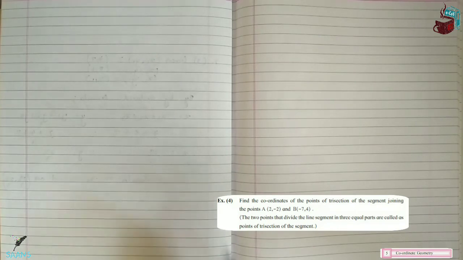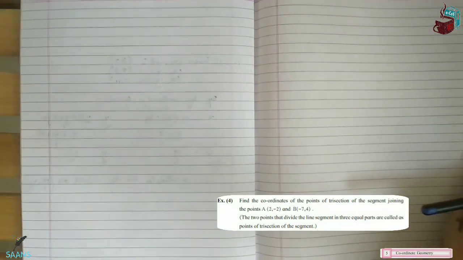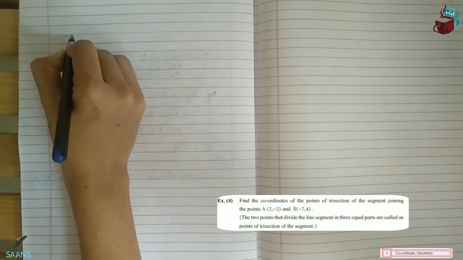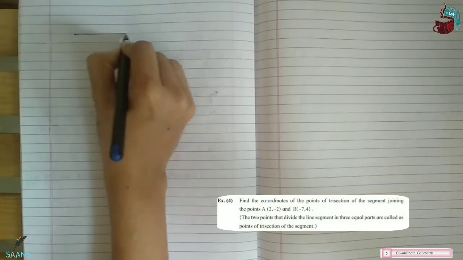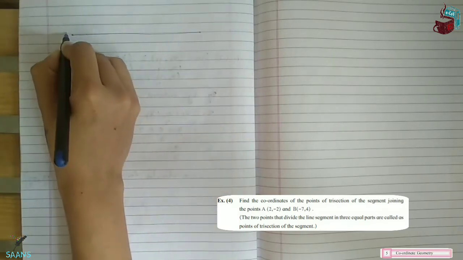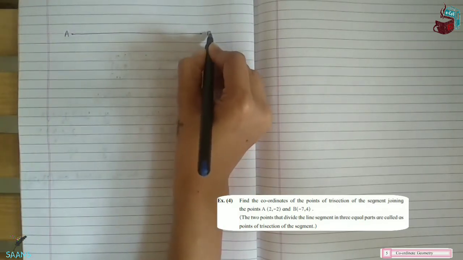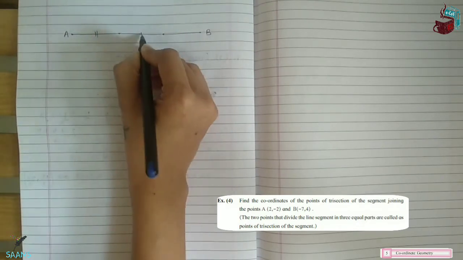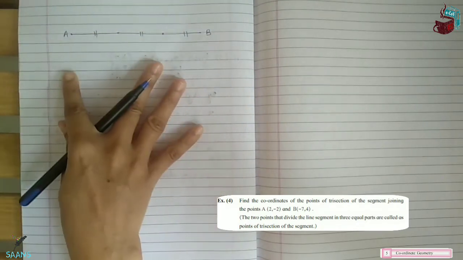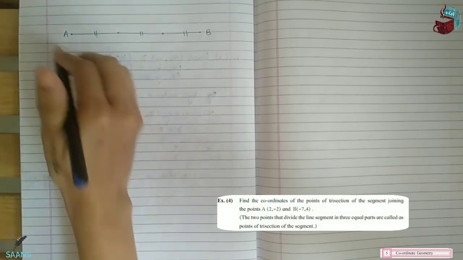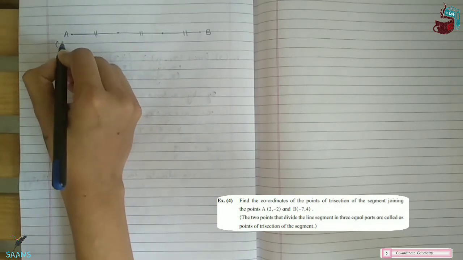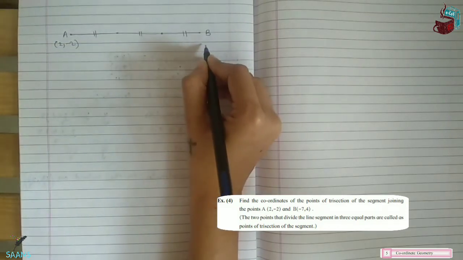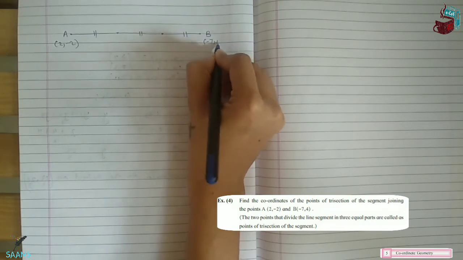So similarly, let's see over here. Find the coordinates. Suppose this is AB. This is your segment AB. It is divided into 3 equal parts. See, this is equal to this. This is equal to this. This is what trisection means. They have given you A. Suppose A is (2, -2) and B is (-7, 4).